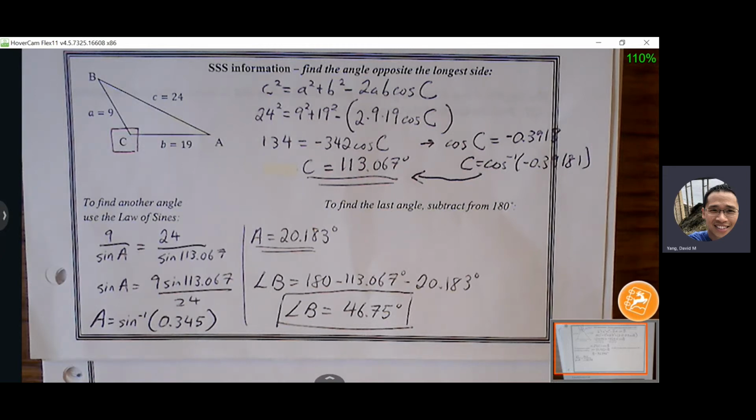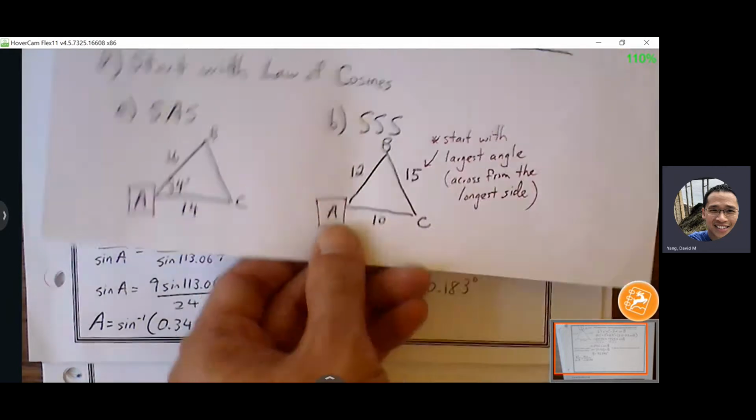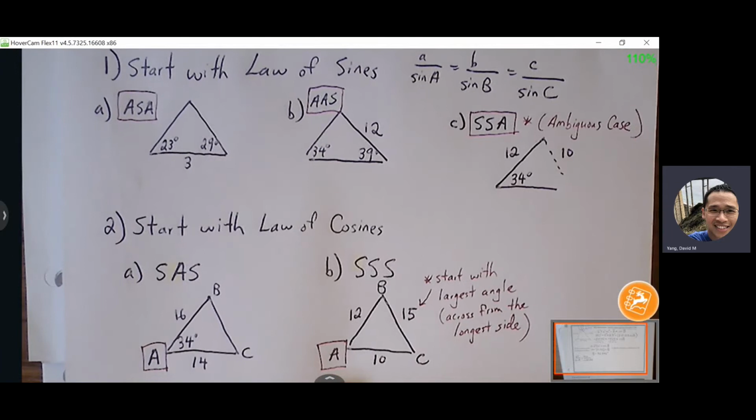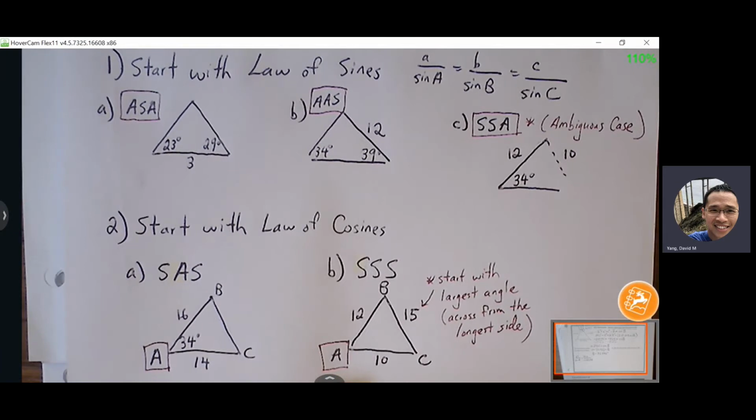Okay, page 14, number 1 and 2, the problems don't have the triangle drawn for you, but you should be able to draw the triangle and determine which category you're dealing with, and then know whether you want to start with law of cosines or law of sines.